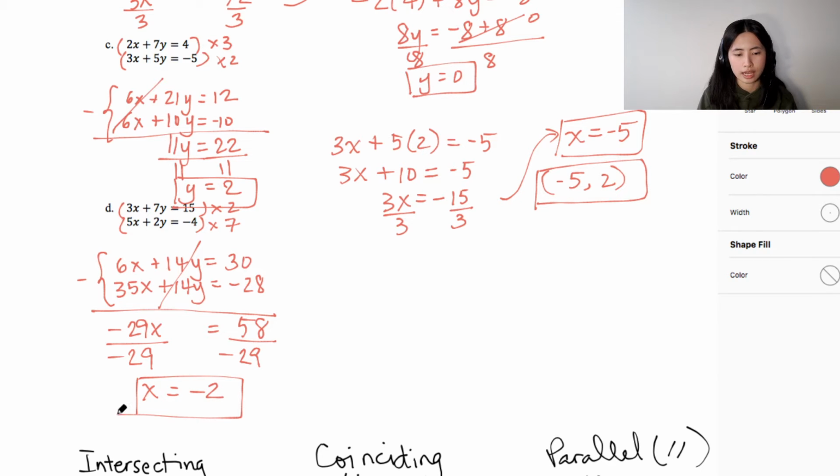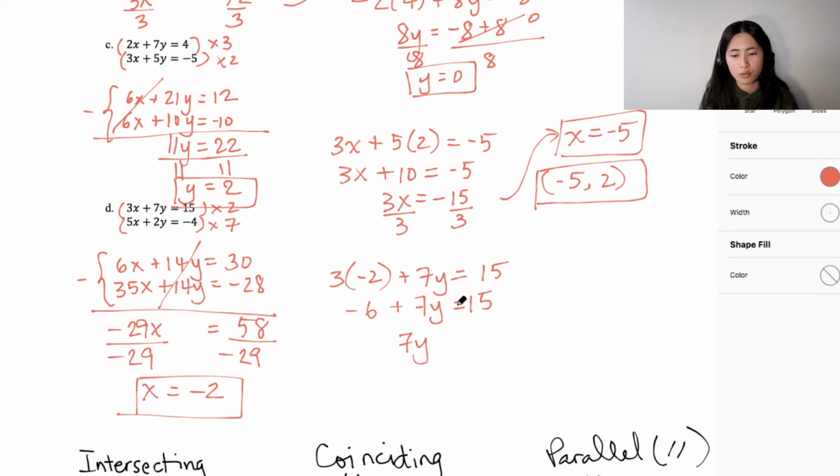So now you know that x is equal to negative 2, then all you have to do is pick any of your equations, and then you're going to plug in that negative 2. So I'm picking the first equation, so 3x plus 7y is equal to 15. So 3 times negative 2 plus 7y, so I'm solving for y this time, and this is equal to 15, right? So 3 times negative 2 is negative 6 plus 7y, and that's equal to 15, right?